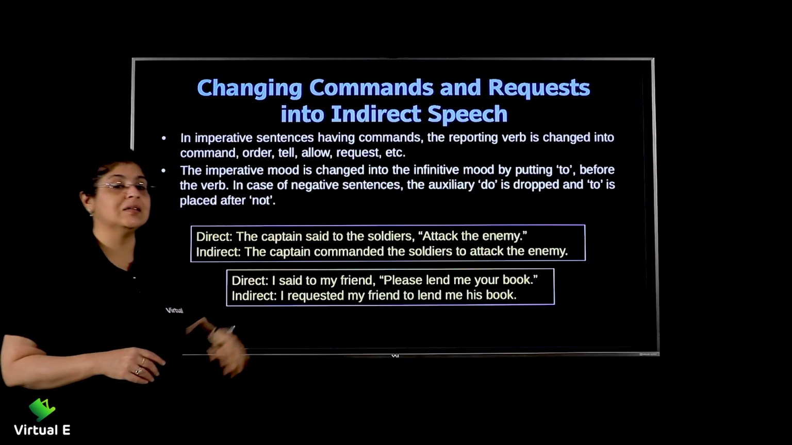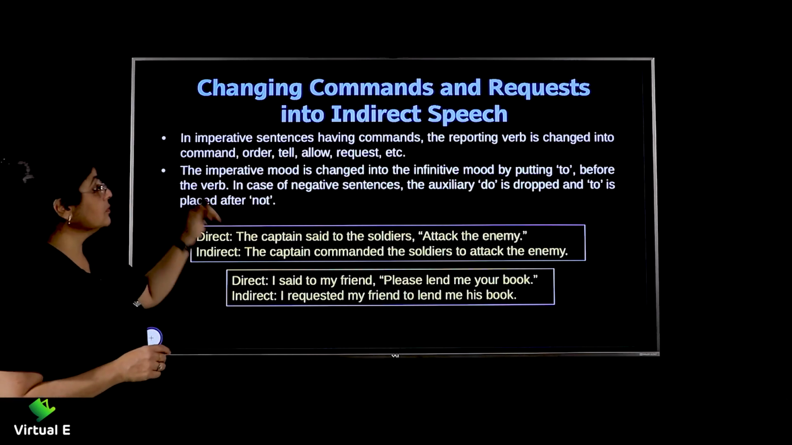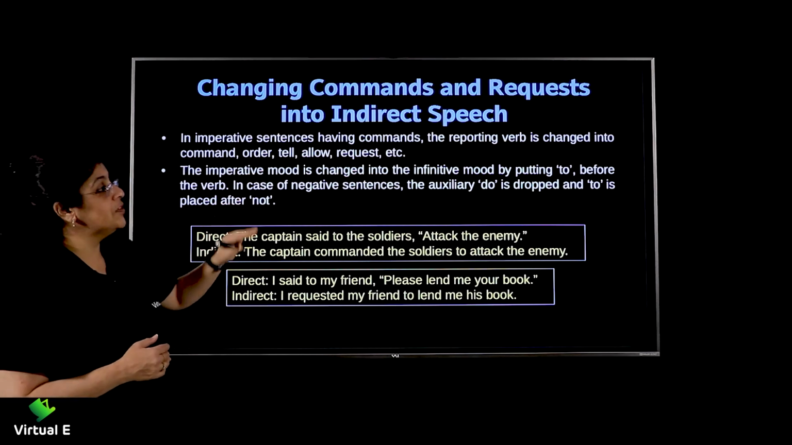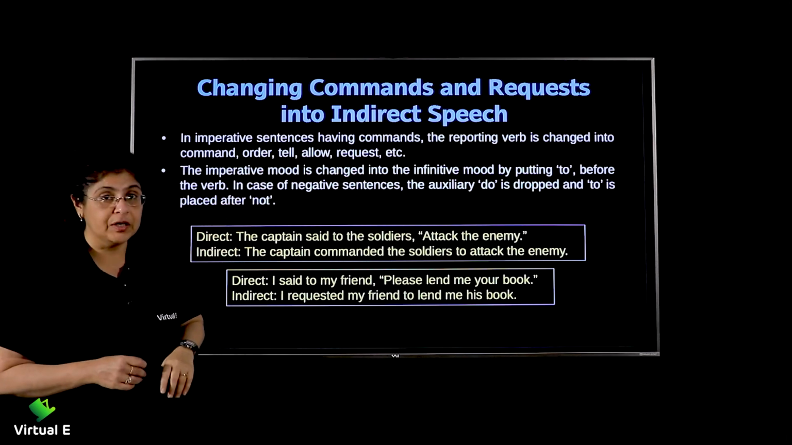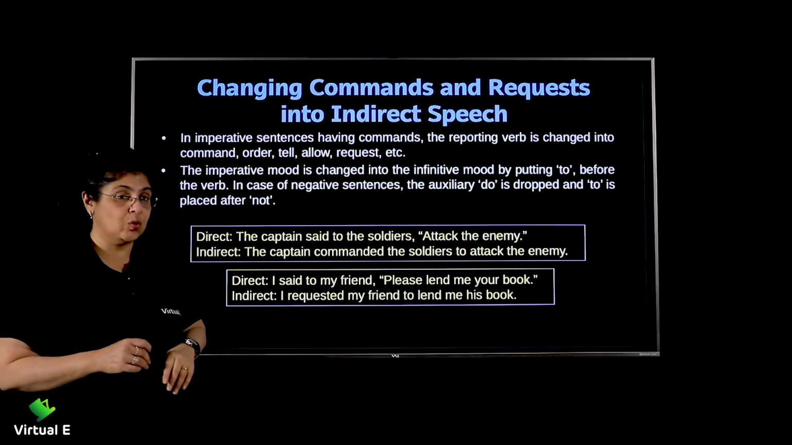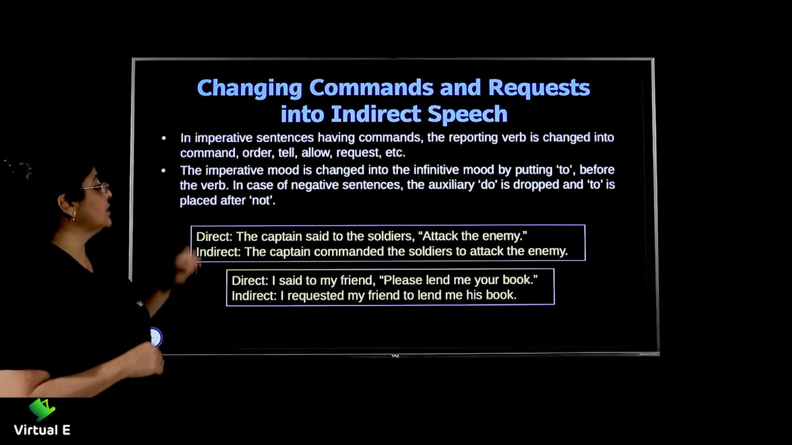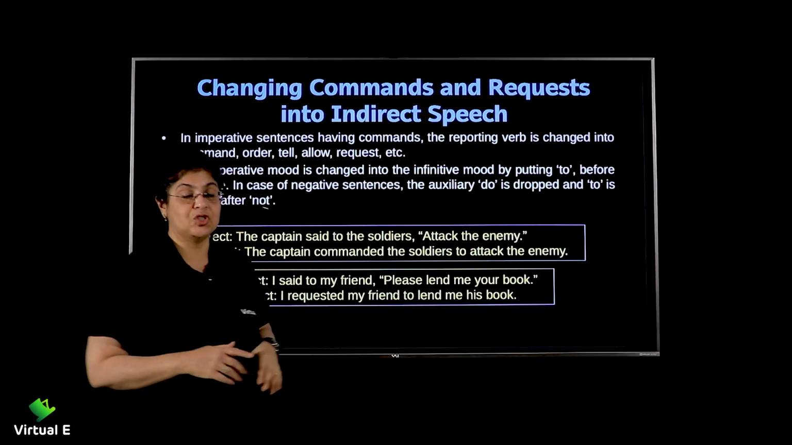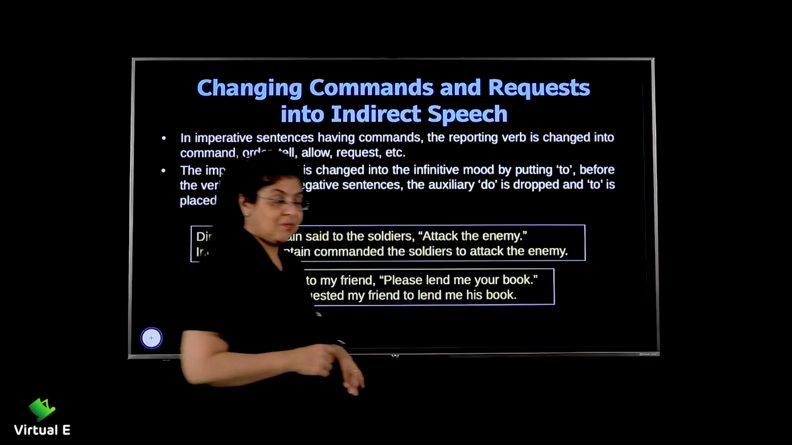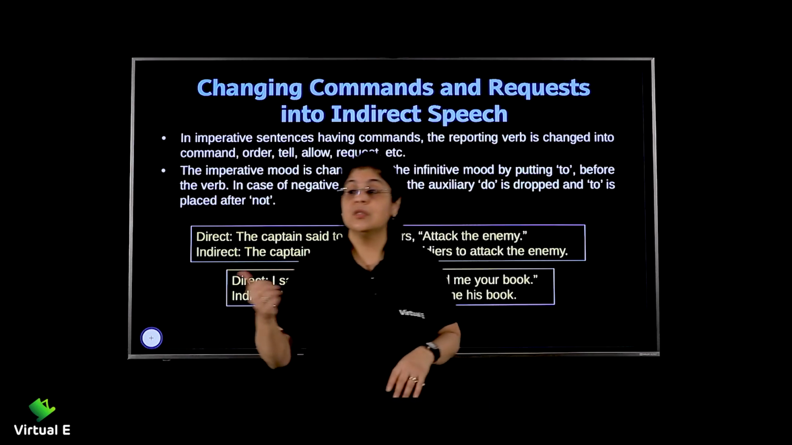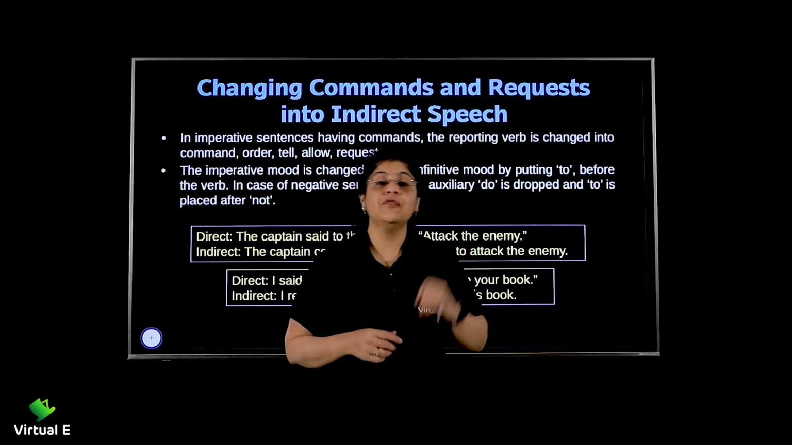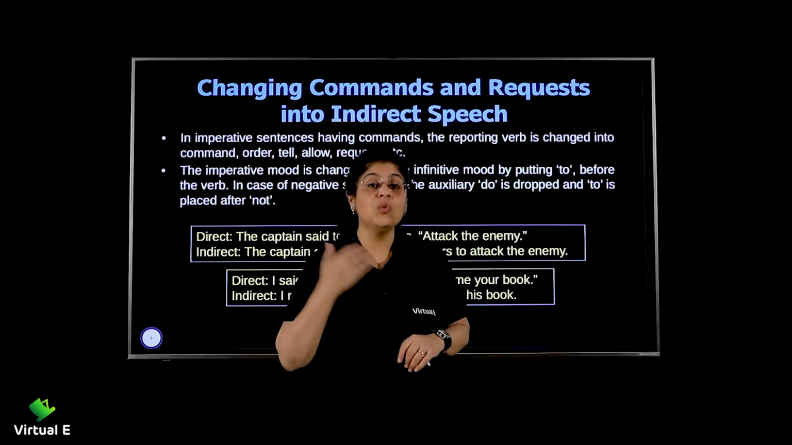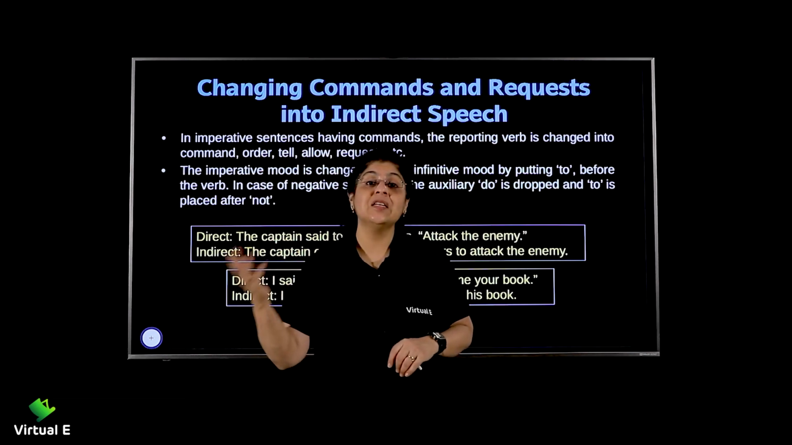Now, the next set of sentences. If you have commands and requests, in that case what? So, in imperative sentences having commands, the reporting verb is changed into command, order, tell, allow, request, etc. We will see with the sample sentences. The imperative mood, first and foremost. What do you mean by an imperative sentence? Yes, open the door. Switch on the camera, switch off the TV, come here, get me a glass of water, fetch the book. You are giving directly some command.